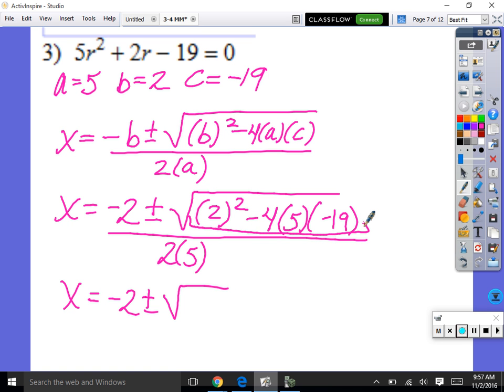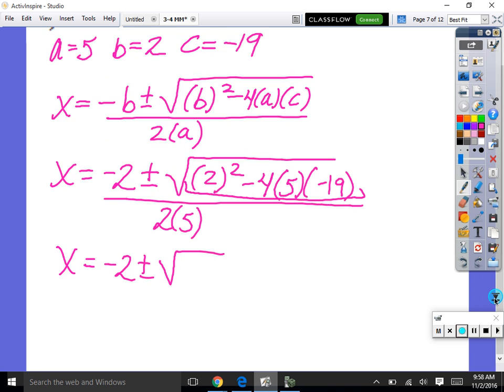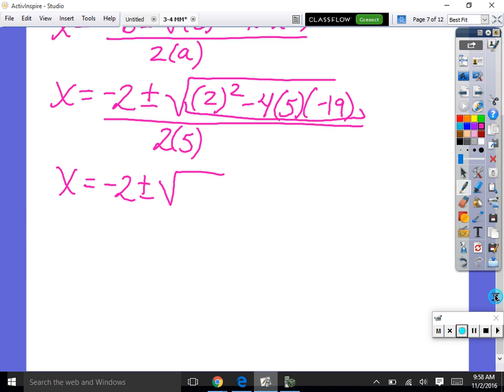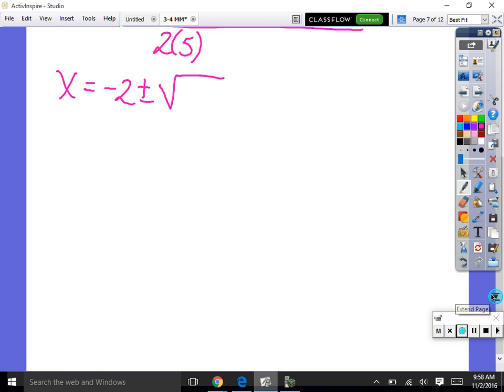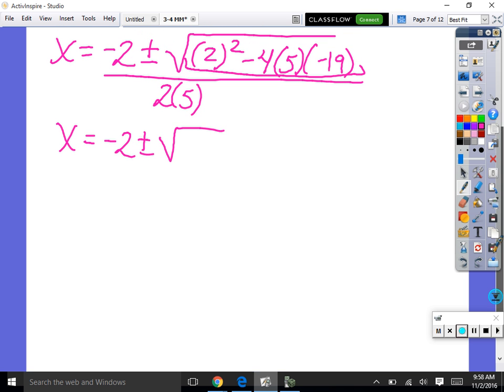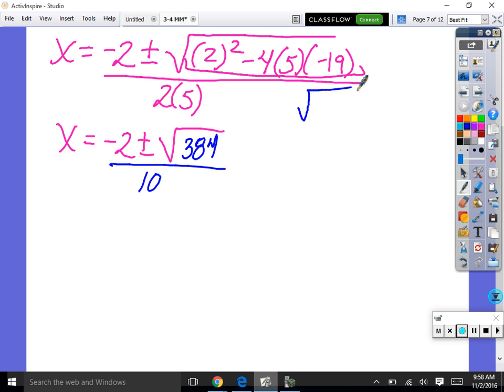Type that into your calculator and tell me what we get. Really quickly, the quicker we can get done. Positive 384, and that's all over 2 times 5, which is 10. So this is where we go off to the side. We break down 384. This one's a good one.